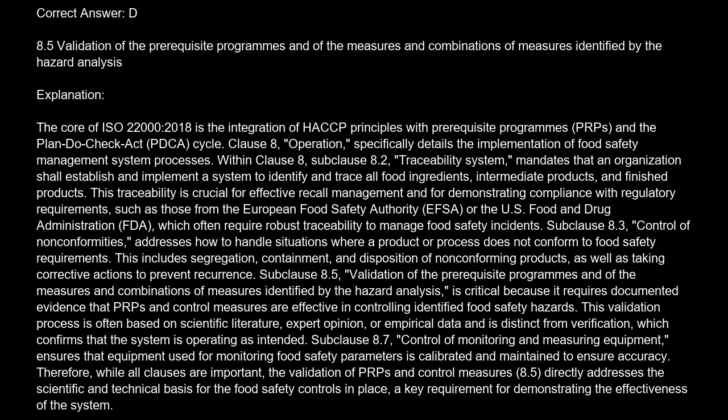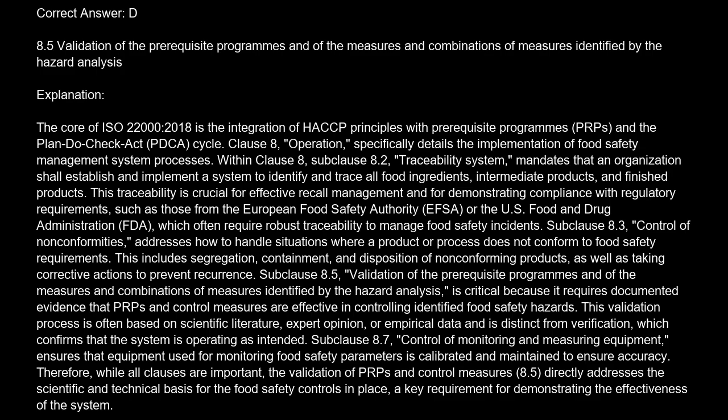Within Clause 8, Subclause 8.2, Traceability system, mandates that an organization shall establish and implement a system to identify and trace all food ingredients, intermediate products, and finished products. This traceability is crucial for effective recall management and for demonstrating compliance with regulatory requirements, such as those from the European Food Safety Authority, EFSA, or the U.S. Food and Drug Administration, FDA, which often require robust traceability to manage food safety incidents.